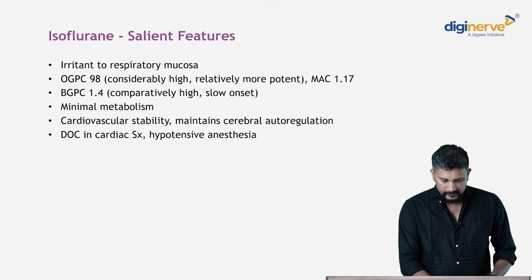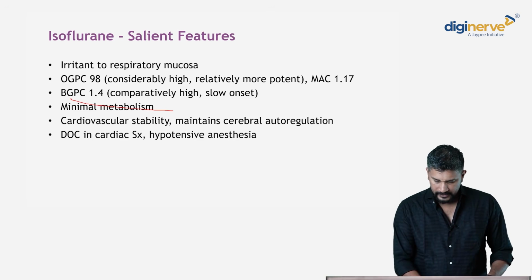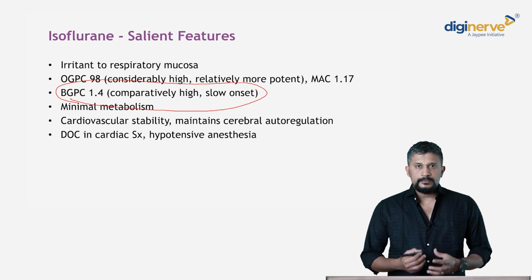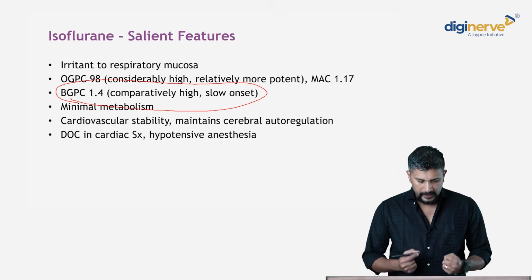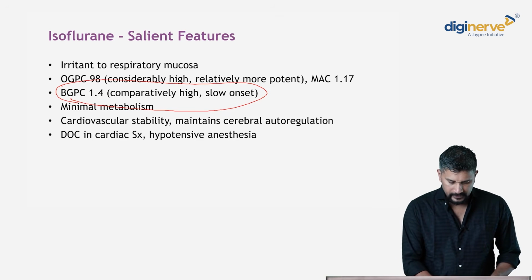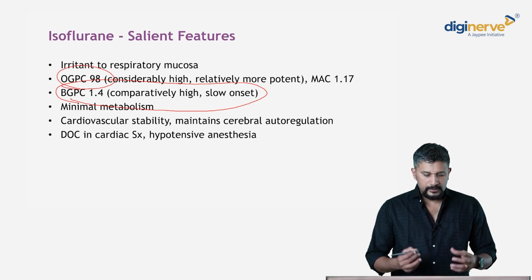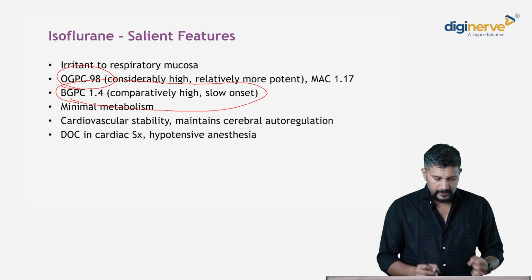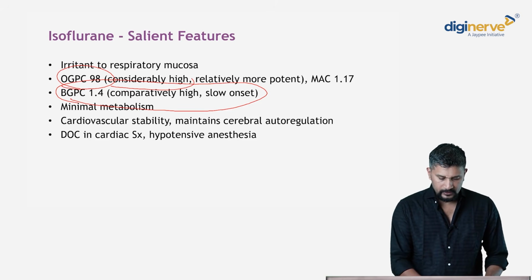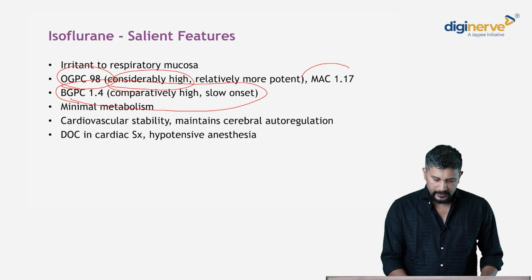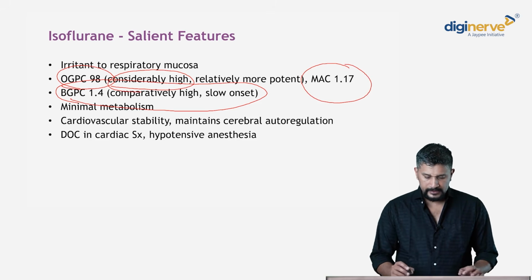So it has a relatively higher blood gas partition coefficient of 1.4. This makes it a relatively slow acting agent. The oil gas partition coefficient of 98 makes it a relatively more potent agent. This oil gas partition coefficient is therefore considerably high, and it has a MAC value of 1.17.